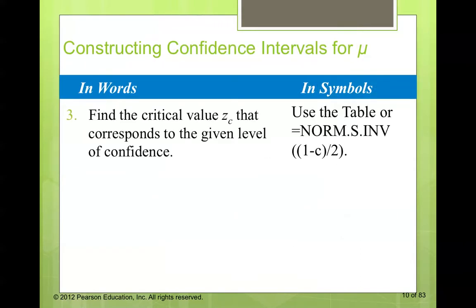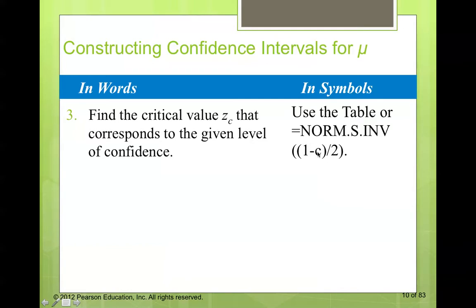Next, we need to find the critical value, which is the z-score that corresponds to the given level of confidence. And like I discussed, we're going to use the table or norm.s.inv of 1 minus c divided by 2. Now I discussed earlier that 1 minus c is alpha, so if you don't want to do 1 minus c, you just do alpha divided by 2.